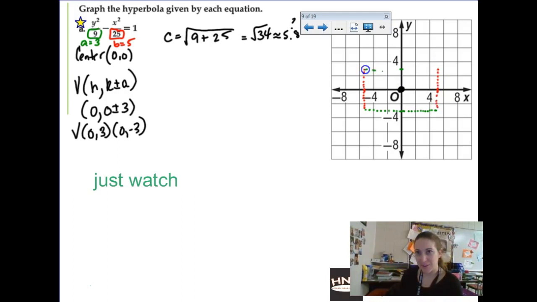Alright, there we go. Oh man, that was ugly. Okay, that's not going to be part of our hyperbola, but it is going to help me create the asymptote lines, because the asymptote lines are just going to be the diagonals cutting through this rectangle.